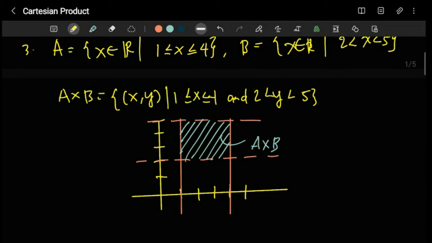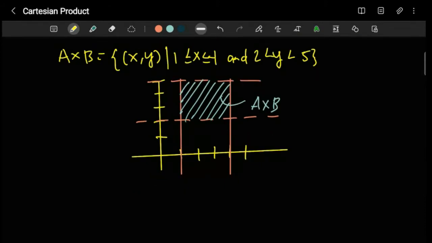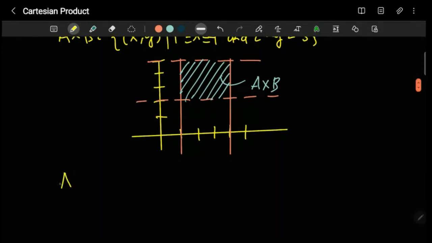Let's now extend the concept of Cartesian product even further. A while ago, we had the Cartesian product for two sets. We can actually extend that into finitely many sets. So, for example, if you have A1 cross A2 cross A3 cross and so on up to An. So, for a finite collection of sets, the Cartesian product is simply the collection of n-tuples.